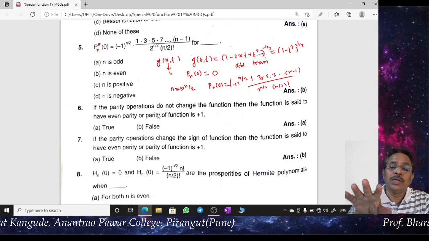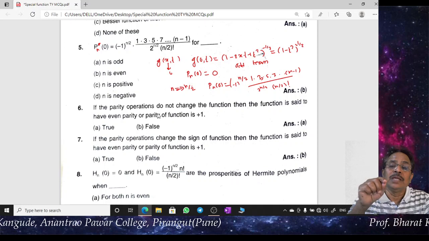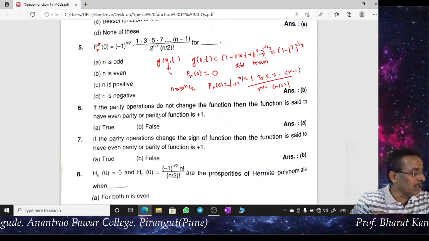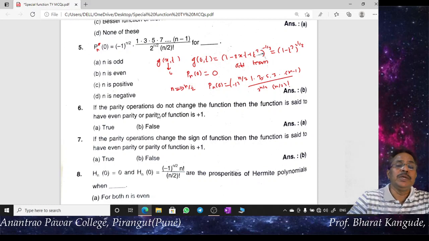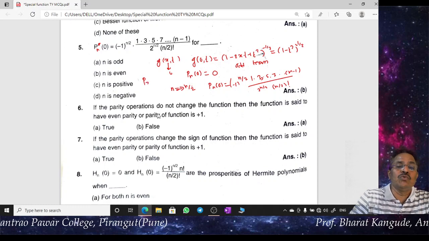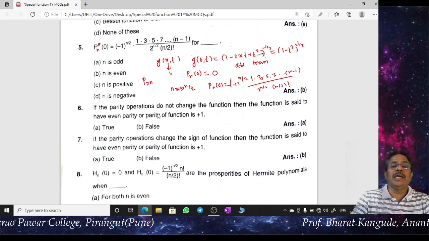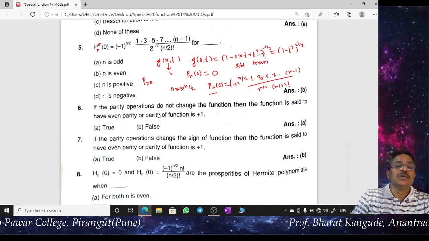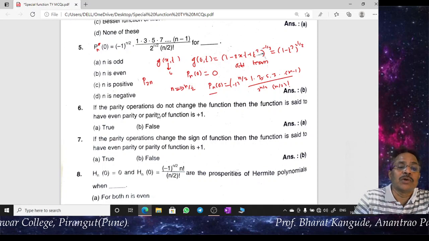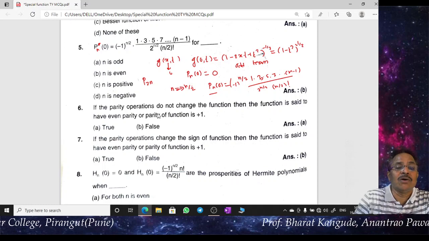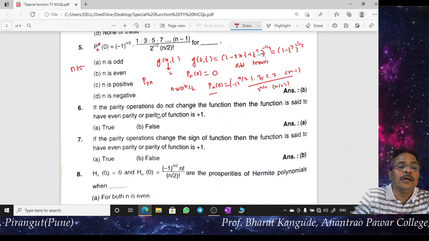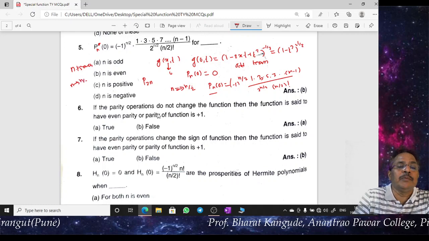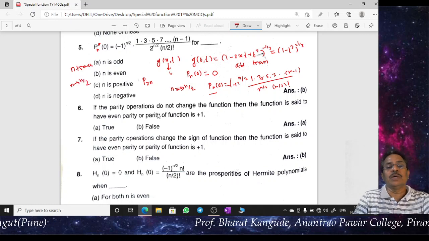It is Pn(0) equal to (−1) raised to n, multiplied by 1 into 3 into 5 into 7 and so on. So for even n, that comes to be Pn, and when this n is replaced by n/2, we get this particular series here. Therefore, the correct option of question number 5 is neither odd nor even nor positive nor negative. This will be obtained when n is even and n is replaced by n/2, then I'll get the outcome of this particular expression.